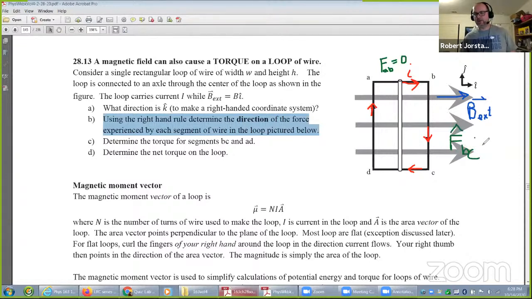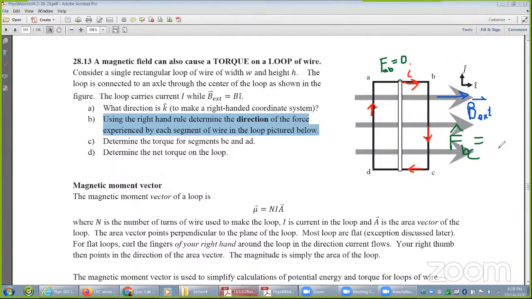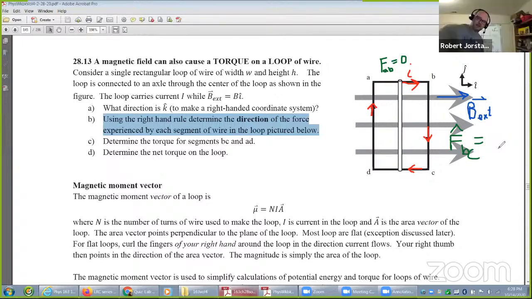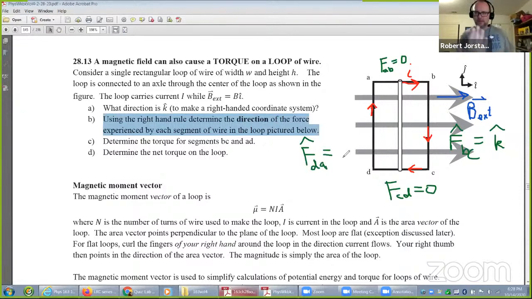I'll just say force BC hat, meaning what is the direction of force BC? Out of the page? I think so. So let's call that K hat, right? Do you agree down here force CD is 0? So probably this is negative K hat, but let's double check with the right-hand rule. Force DA is equal to up this way into the page.